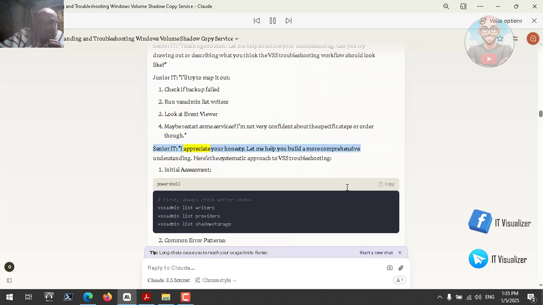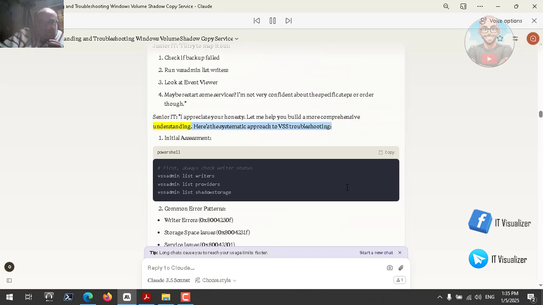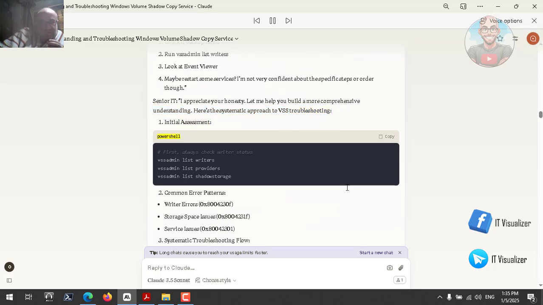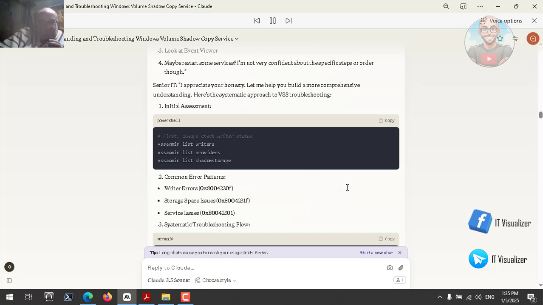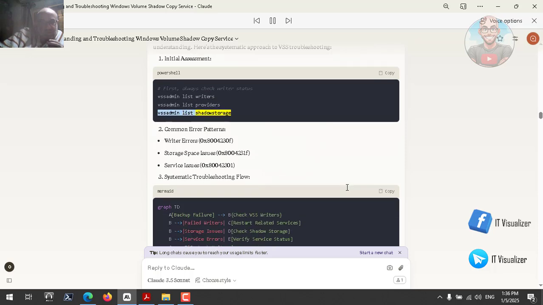Senior IT: I appreciate your honesty. Let me help you build a more comprehensive understanding. Here's the systematic approach to VSS troubleshooting. Initial assessment, PowerShell: always check writer status. vssadmin list writers, vssadmin list providers, vssadmin list shadowstorage.